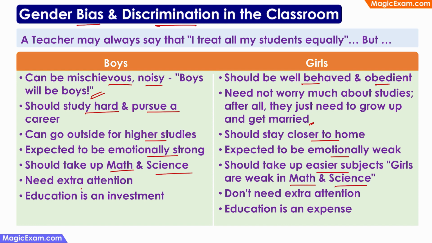And boys may be getting extra attention in the classroom and outside, whereas girls may not be getting the extra attention that they require. And in some families, education of boys is considered to be an investment because the idea is that they will grow up and take care of their parents, whereas the education of girls may be considered to be an expense. So these are all some examples of how bias and discrimination may exist in the classroom.